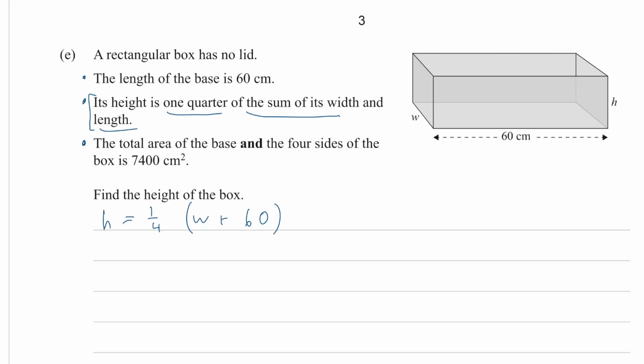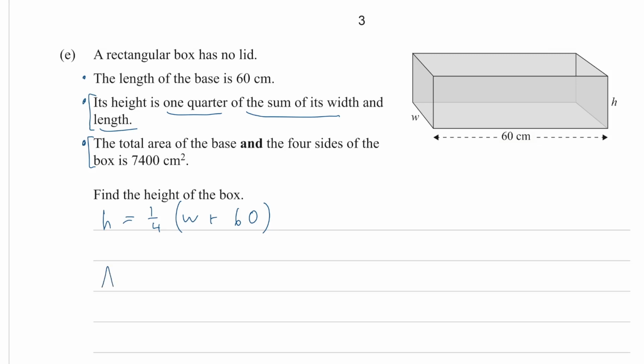Wonderful. So we already have an expression. Is that enough to find the height though? Right, so we have one equation, but we have two unknowns. So we need to go further. What other information can we use? We could use the area, right? This third bullet point. So let's find an expression for the area in terms of W and H, and then equate that to 7,400, right?